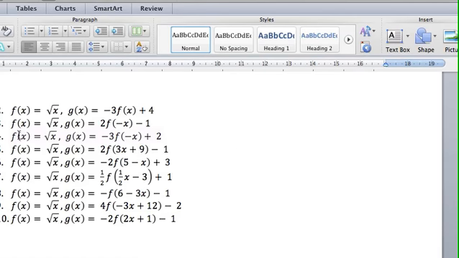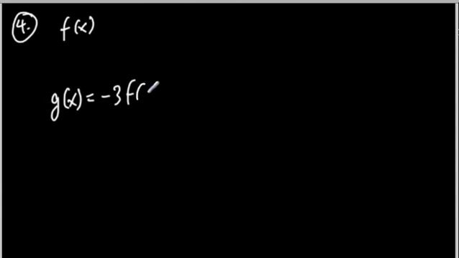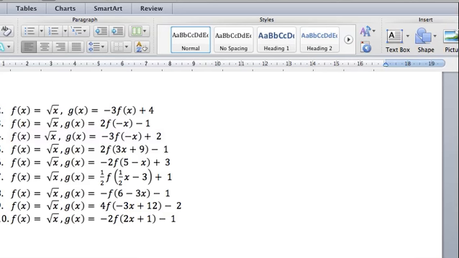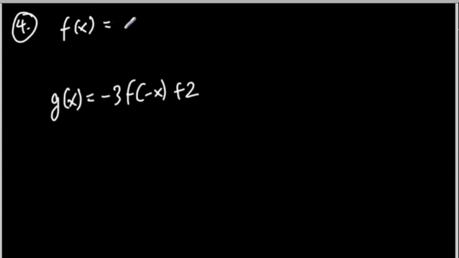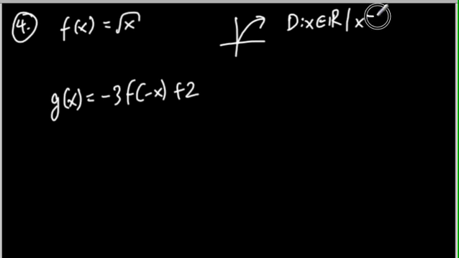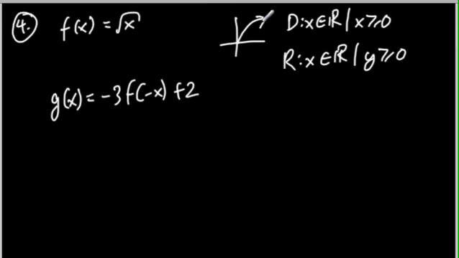So number 4 is negative 3 f of negative x plus 2. Let's see if that's correct. Yes, that's correct. Okay, so again, I kept this as is. That's the domain. That's the range. It's pretty straightforward because we just drew the function.